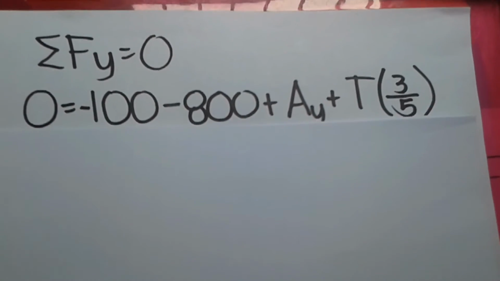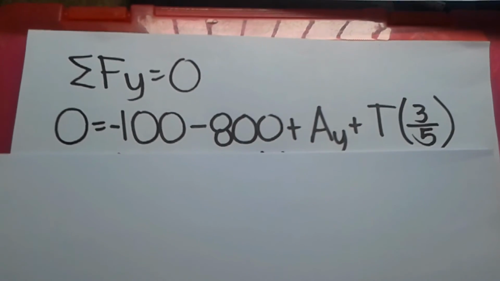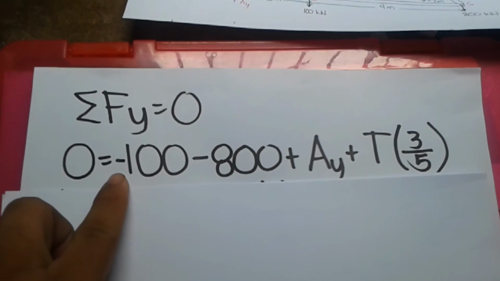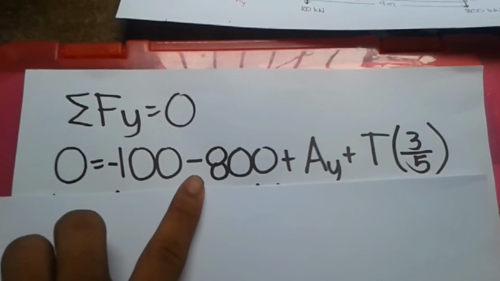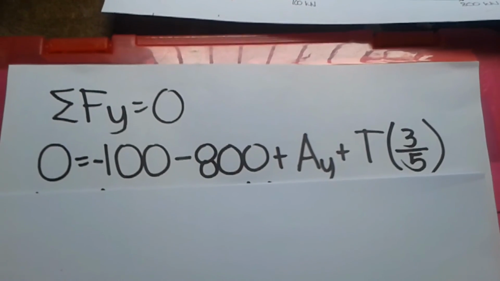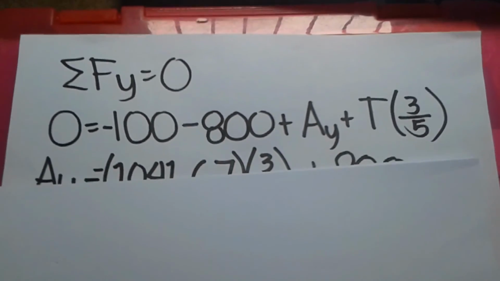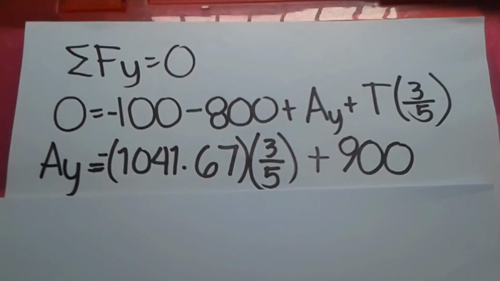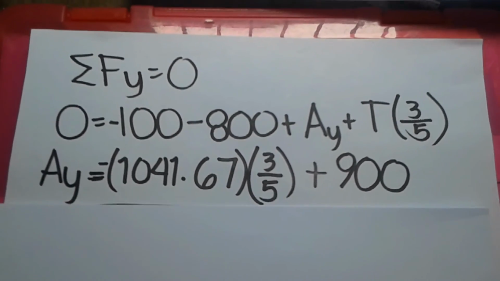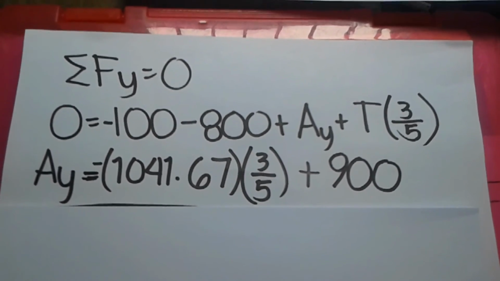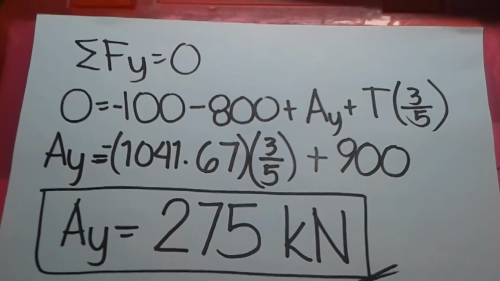Since we have the tension, we can now get the AY by the summation of Fy equals to 0. So 0 is equal to negative 100 minus 800 plus AY plus T times 3 over 5. Substituting the value of T, we will get AY is equal to 275 kilonewton.